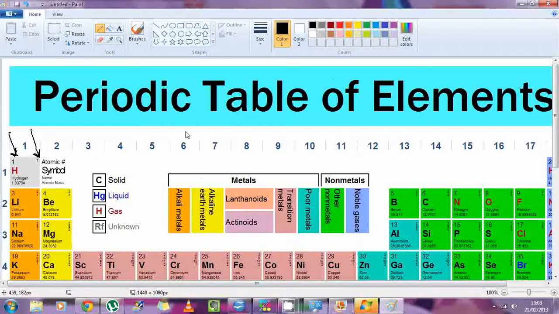So if you start off with lithium, it goes 3, 4, 5, 6, 7, 8, 9, across 1 each time as you go across the groups. So this is called a group. The number there is the number of electrons in the outer shell.